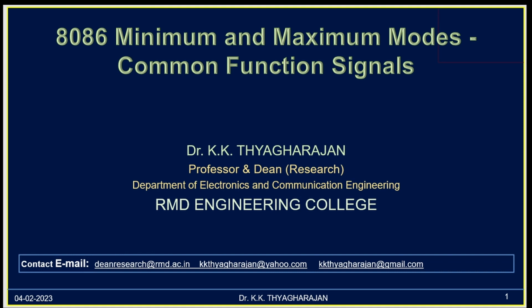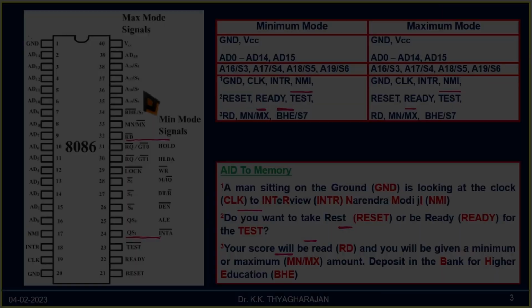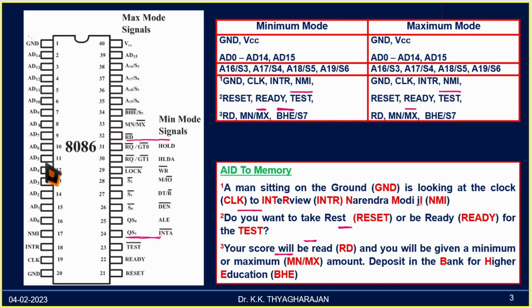In the maximum mode, the 8086 processor can work together with another 8086 processor or with any other coprocessor such as 8087 or 8089. 8086 is a 40-pin IC. Each pin is generating a different signal and each pin is used for different purposes.